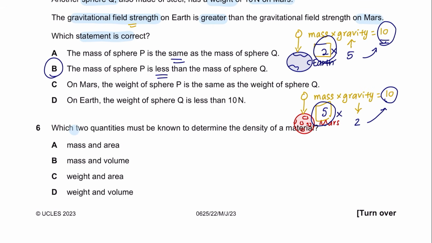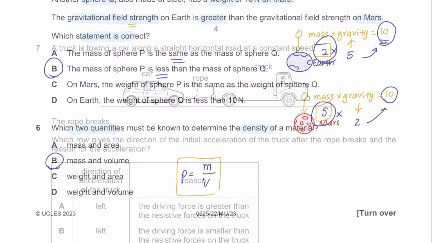Question 6. Which two quantities must be known to determine the density of a material? The formula for density is mass over volume, so your answer here would be B.